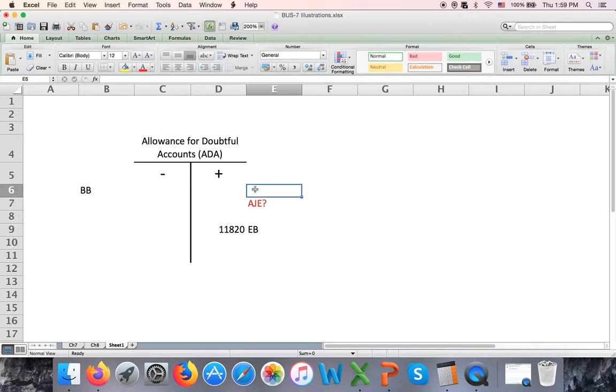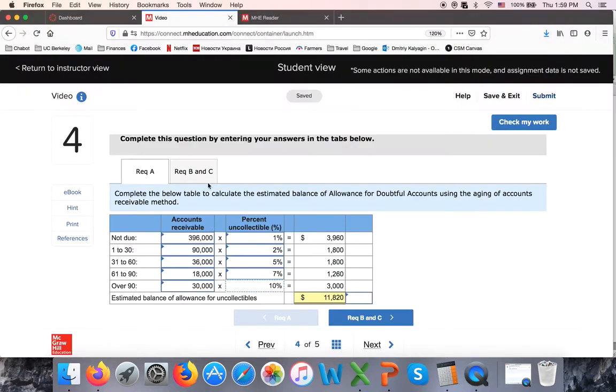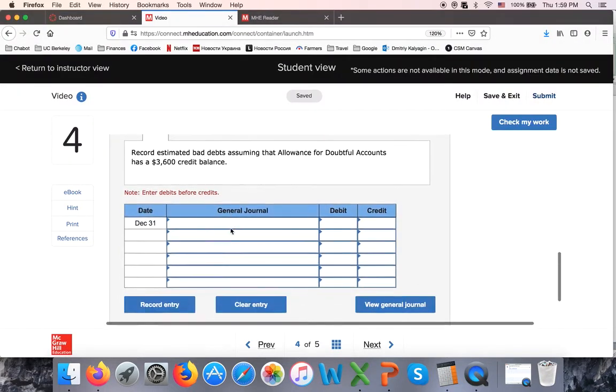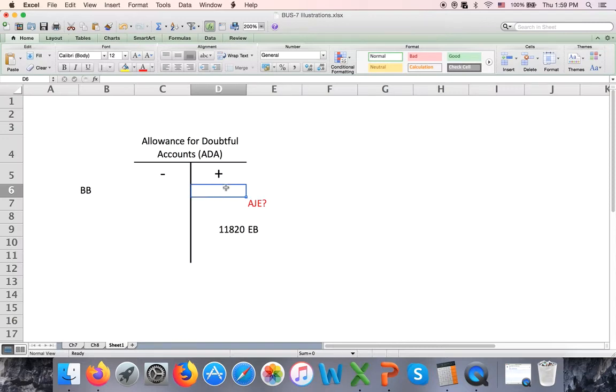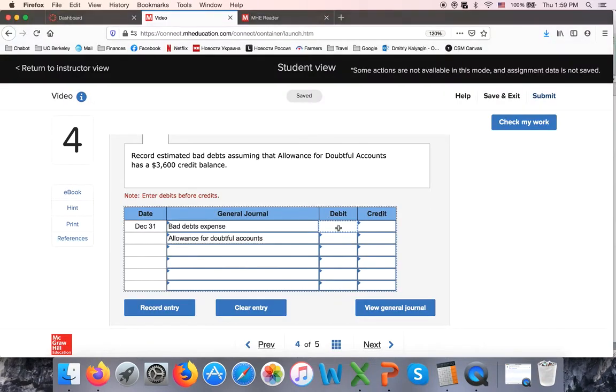So let's see what my beginning balance is, and there are two different scenarios. Perfect. So record estimated bad debts, assuming that allowance for doubtful accounts has a $3,600 credit balance. Again, I'm just going to choose my accounts before even calculating because they do not change. Beginning credit balance of 3,600. So what's my adjustment? I will have to subtract these two. So my adjustment is 8,220. That's what we plug in, 8,220.